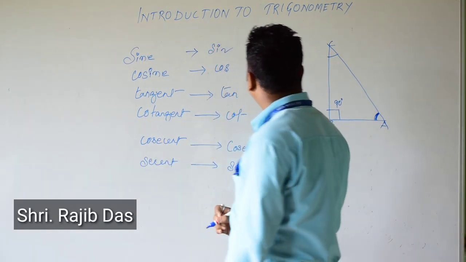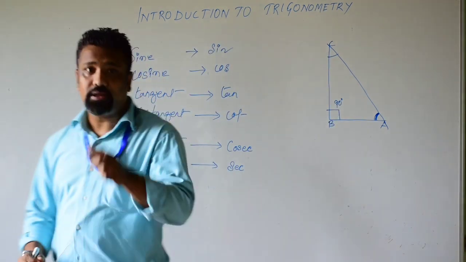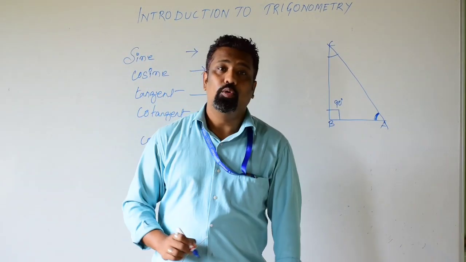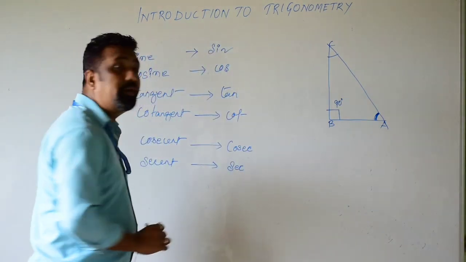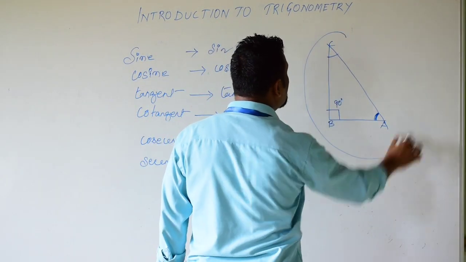We'll discuss introduction to trigonometry here. In this class 10 chapter, we will discuss about a 90-degree triangle and an acute triangle. So here you can see I have drawn a right angle triangle.